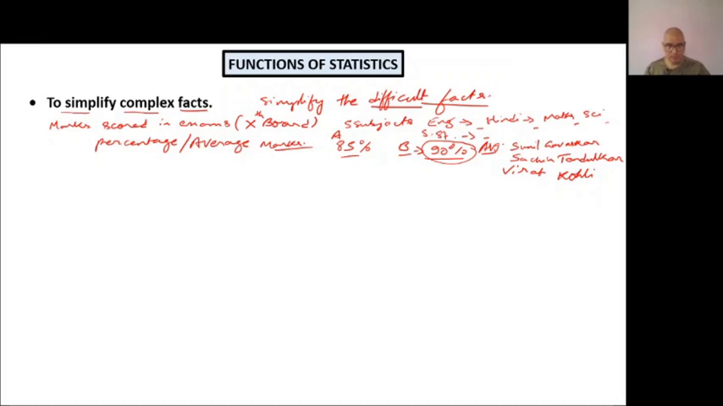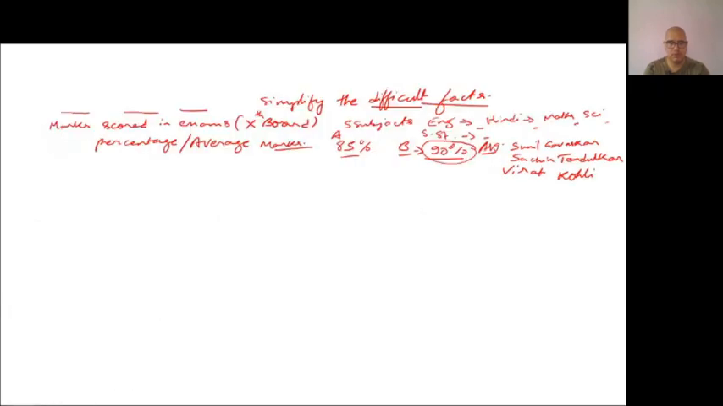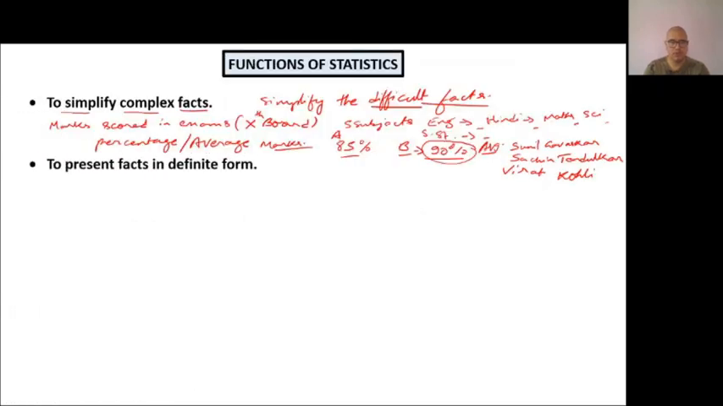Now, the second thing is to present facts in definite form. So here we will present the facts in numerical and definite form. Let me give you one more example here.